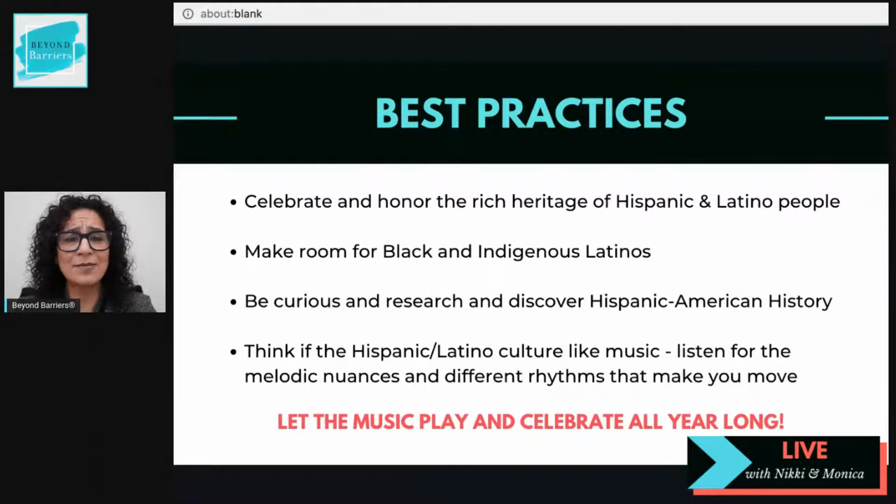I always say, think of the Hispanic Latino culture like music, like the Latin music that you hear. Listen for those nuances in the melody, listen for those different rhythms that make you move. But we all know that there's a difference in that music, and understand that it also represents people and the different cultures within the Hispanic and Latino umbrella. So I say, let the music play and celebrate all year long. It's not just a month. We need to celebrate and embrace one another all year long.